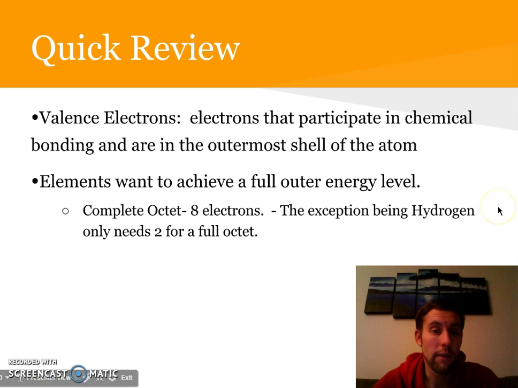So, quick review again, we're going to need to use valence electrons. Those are the outermost electrons in that outermost shell that participate in all the bonding between atoms. Every atom wants to have a full outer shell. A full outer shell, a full octet, should have either 8 electrons for most atoms, or 2 if it's hydrogen or helium.